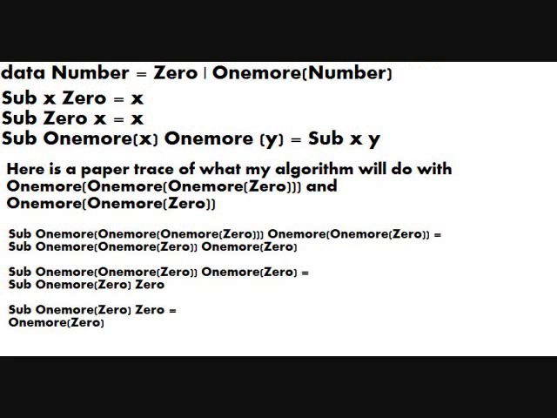Here is a paper trace of what my algorithm will do with one more of one more of one more of 0 and one more of 0. Subtract one more of one more of one more of 0 and one more of 0 equals subtract one more of one more of 0 and one more of 0. Subtract one more of one more of 0 and one more of 0 equals subtract one more of 0 and 0. Subtract one more of 0 and 0 equals one more of 0.